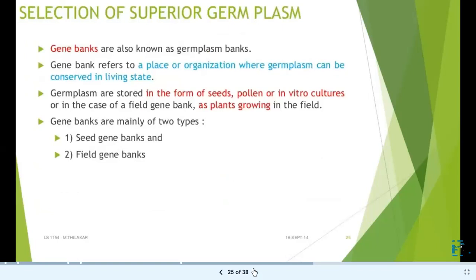Selection of superior germ plasm. Gene banks are also known as germ plasm banks. A gene bank refers to a place or organization where germ plasm can be conserved in a living state, mainly in liquid nitrogen. Germ plasm is stored in the form of seeds, pollen grains, or in vitro cultures, or in the case of a field gene bank, as plants growing in the field. Gene banks are mainly of two types, seed gene banks and field gene banks.